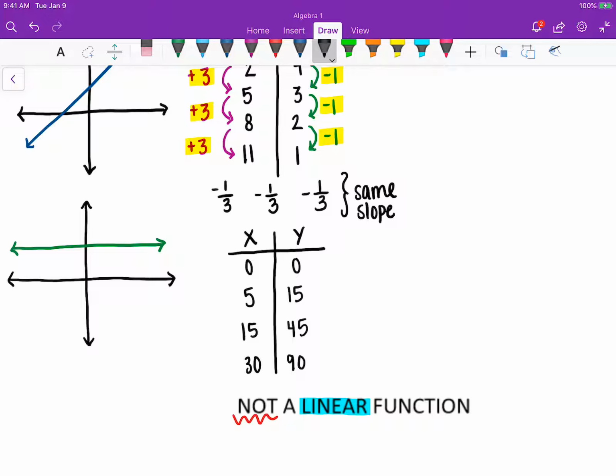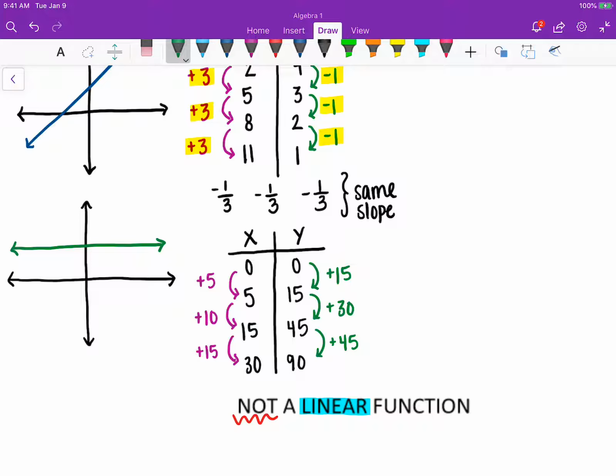So if I put that in my x and y columns and look at the change in x's again, from 0 to 5, it's going up by 5. 5 to 15, it's going up by 10. And from 15 to 30, it's going up by 15. If I look at my y's, from 0 to 15, it's going up 15. 15 to 45 would be going up by 30. And then 45 to 90 would be going up by 45. And it kind of looks like it's not going to work out.